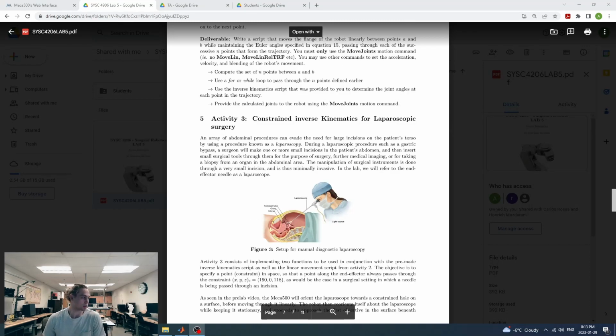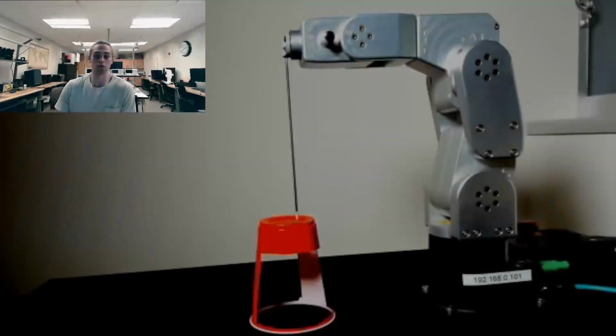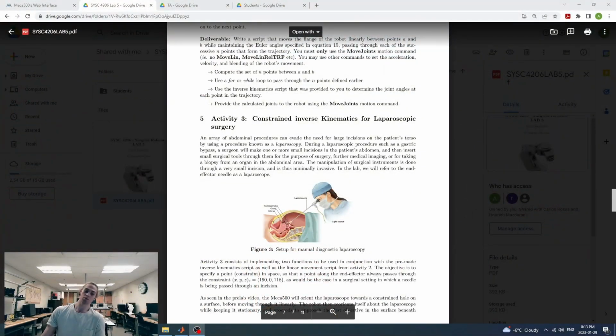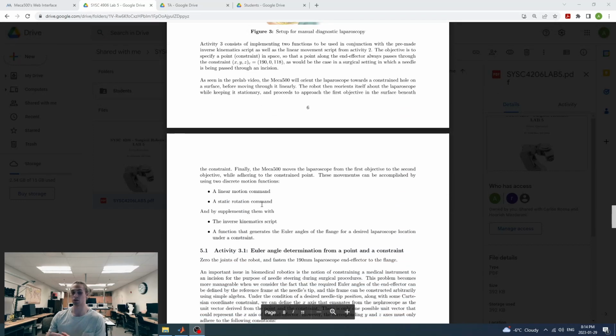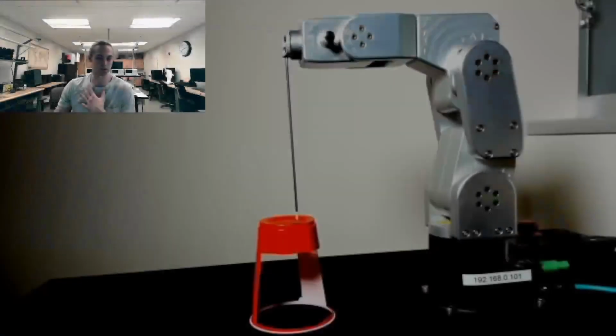So in the next activity, we're going to use the inverse kinematic script to design a few specialized motion commands that we can use to emulate a laparoscopic surgery. Basically, we're going to want to maneuver the robot so that it can operate the needle through a hole in a cup. There are a few specific commands that we need to be able to use in this lab, which will be made clear after I run the script. So I think I'll show the activity first, and then I'll go through what each subsection is going to look like. So this is what it should look like.